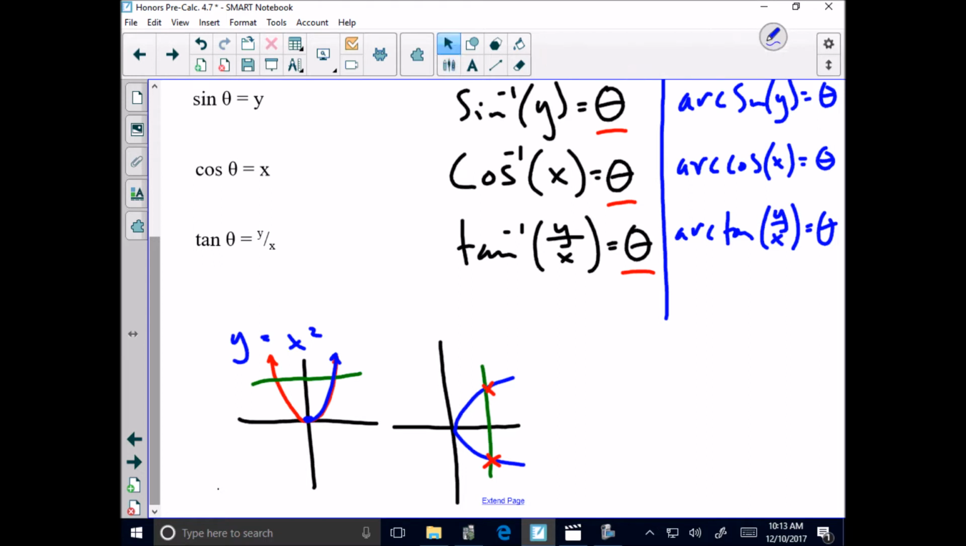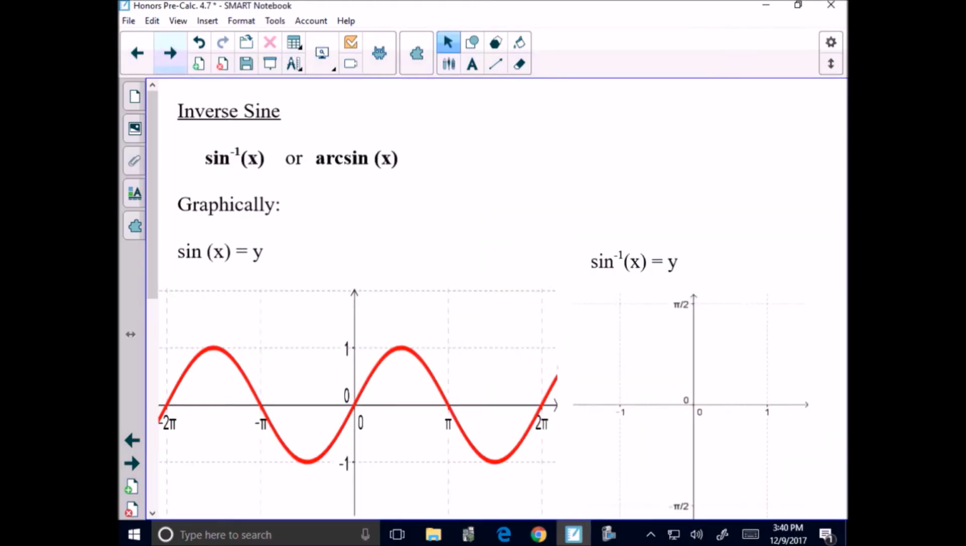And right here, when we invert just this section, we get this half of a sideways parabola, which is a function, and this is how we define y equals the square root of x, which is the inverse to x squared. Now what we're going to do is talk about actually getting these inverses and using them.